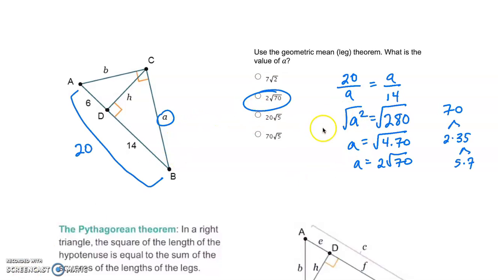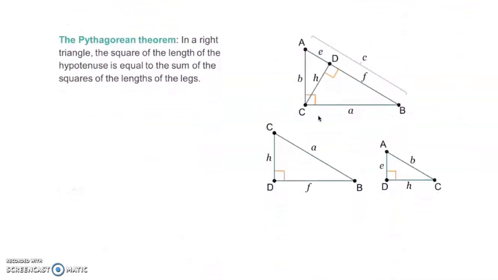If we look at this, we set up our proportion: 20 over a, the whole hypotenuse over the leg, is equal to the leg a over the section of that hypotenuse, which is 14. And if we solve this, we get 2 radical 70. I tried to get 70 to go down further, but 2, 5, and 7 are all prime numbers, so it does not factor any further. So that's our final answer.